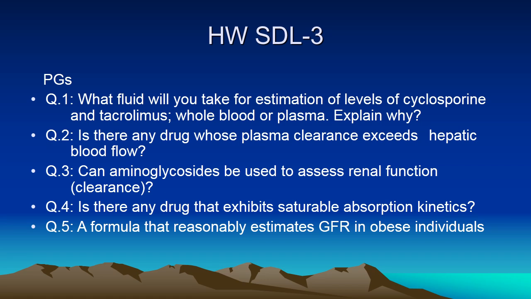Is there any drug whose plasma clearance exceeds hepatic blood flow? Can aminoglycosides be used to assess renal function, renal clearance? Is there any drug that exhibits saturable absorption kinetics? And last question, a formula that reasonably estimates glomerular filtration rate in obese.